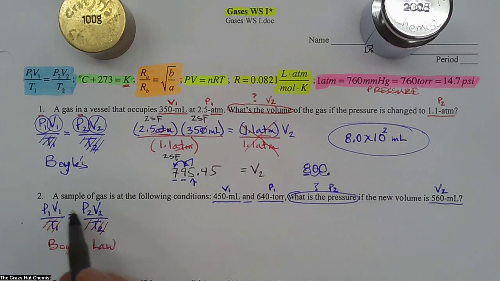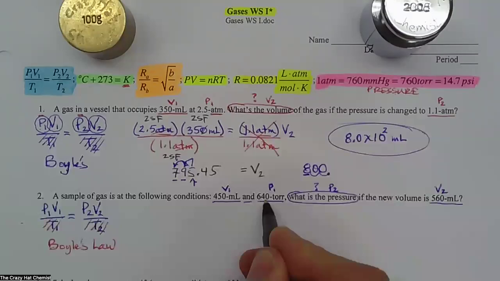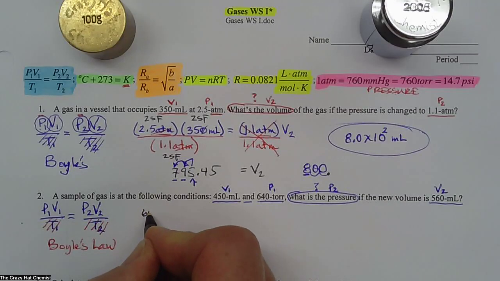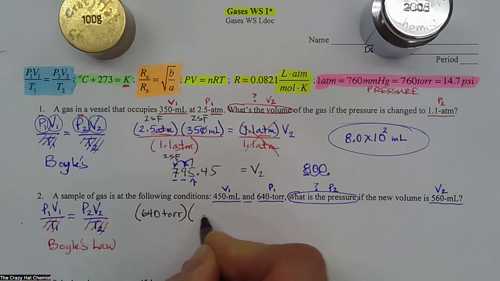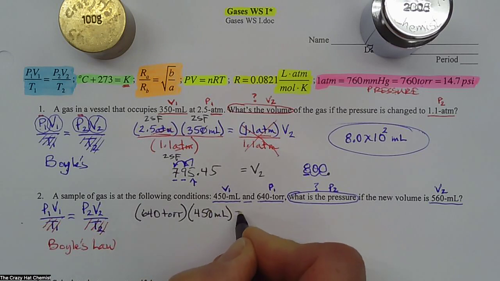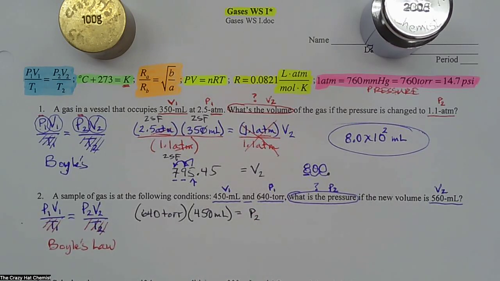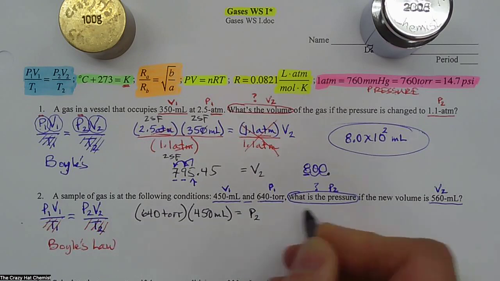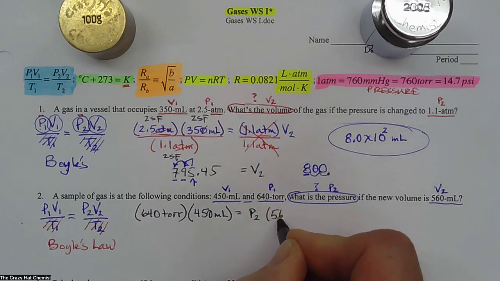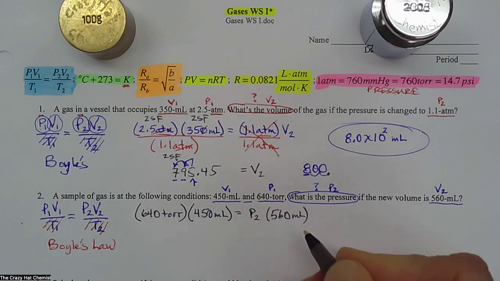So what we're going to do is plug in our values. We have pressure 1, that is 640 torr. And our volume 1 is 450 milliliters. Our pressure 2, we're actually solving for that. Our volume 2 is 560 milliliters. Perfect. All right, everybody looking good.